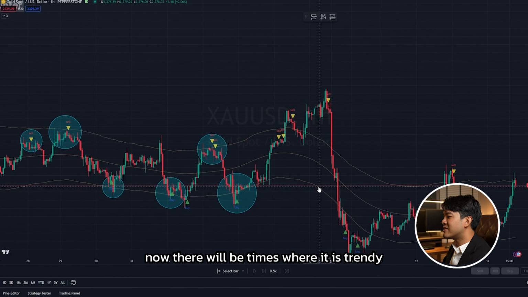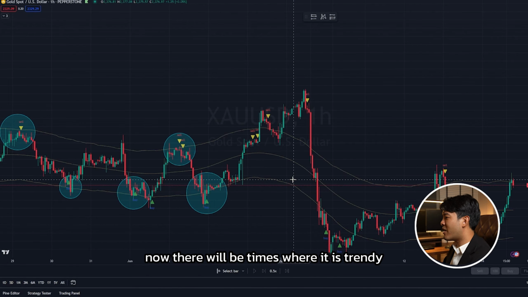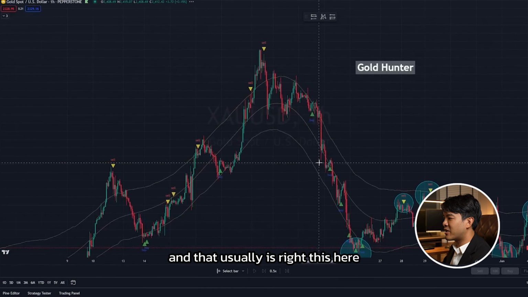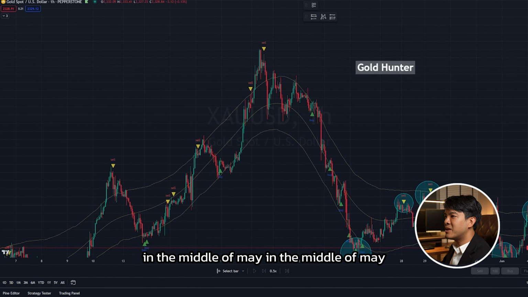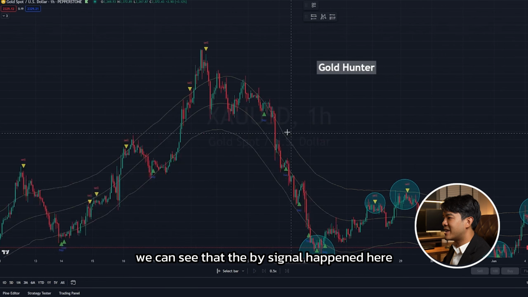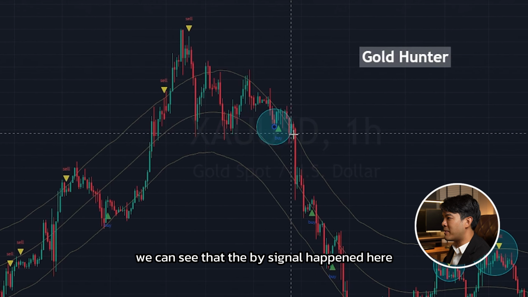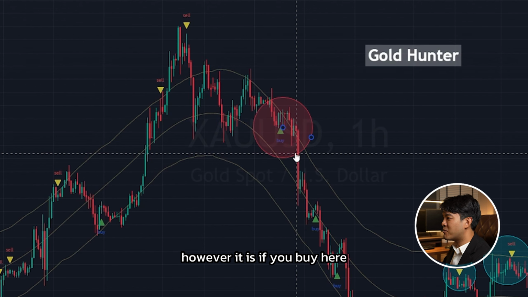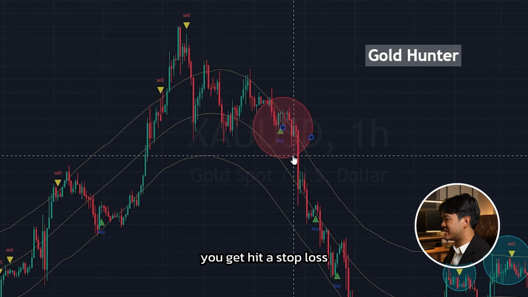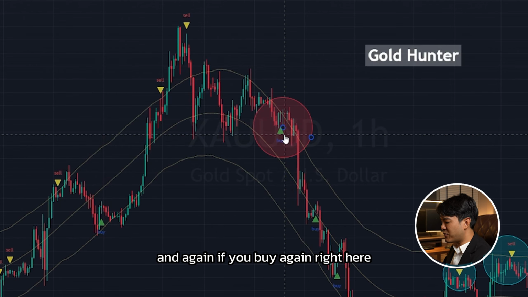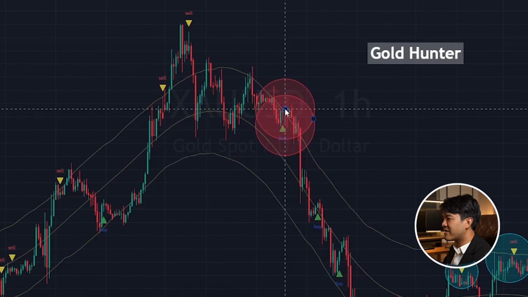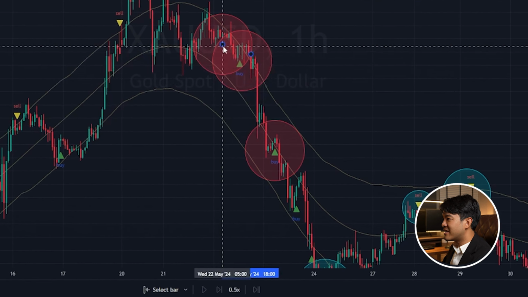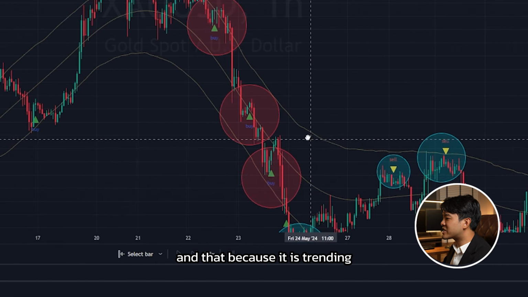Now, there will be times when it is trendy, and that is usually right here in the middle of May. In the middle of May, we can see that the buy signal happened here. However, if you buy here, you get hit by a stop loss. And again, if you buy right here, you will also hit a stop loss. That's because it is trending.